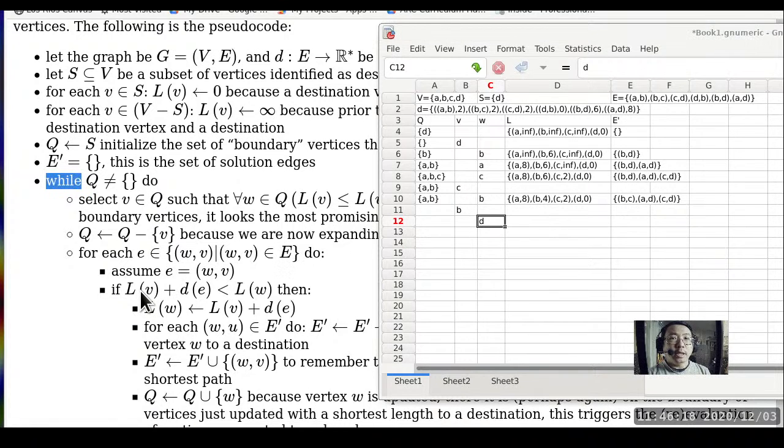L of V is L of B, which is 4. The distance of that edge, D of DB, is 0. So we have 4 plus 0 on this side. But when we look at what is L of W or L of D, it is 0. So we haven't found a shorter path. It's not really surprising because D is a destination already. Why would I want to go from a destination to another vertex and then back to the destination? It doesn't make sense.